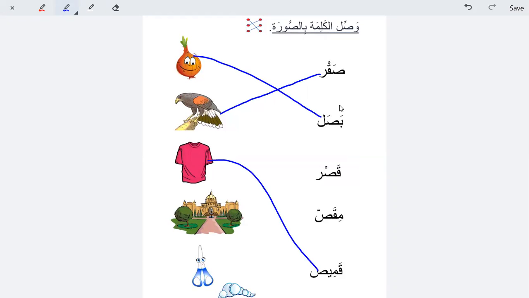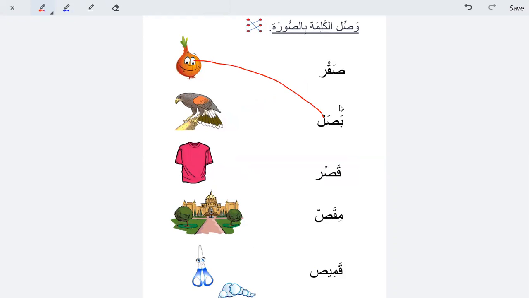Palace. Miqas. Qasr. No, Qasr. Scissor. Latifa. Onion. Basal. Falcon. Sakar. Good. Shirt, kameez. Good. Palace, qasr. Good. Scissor, miqas. Good.